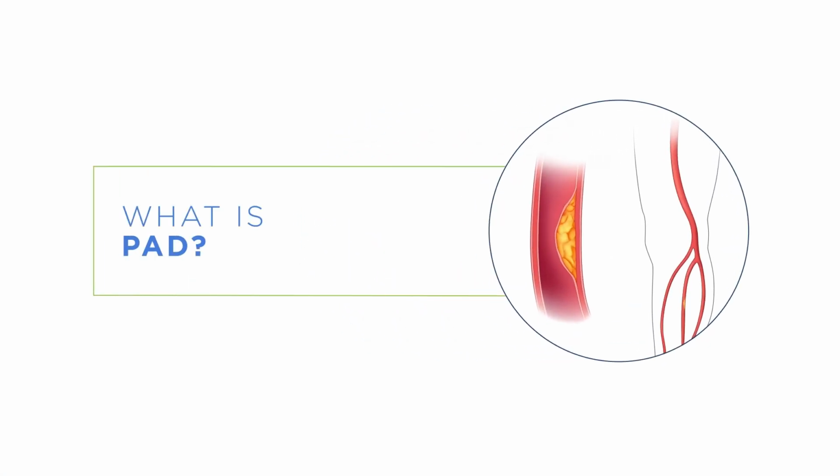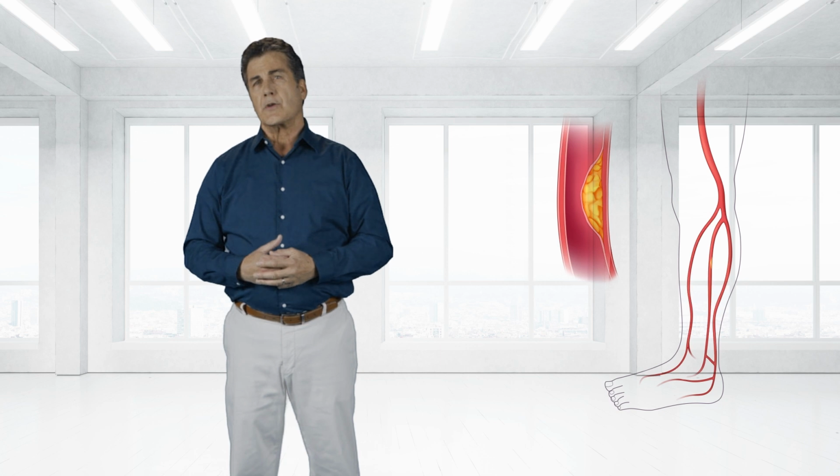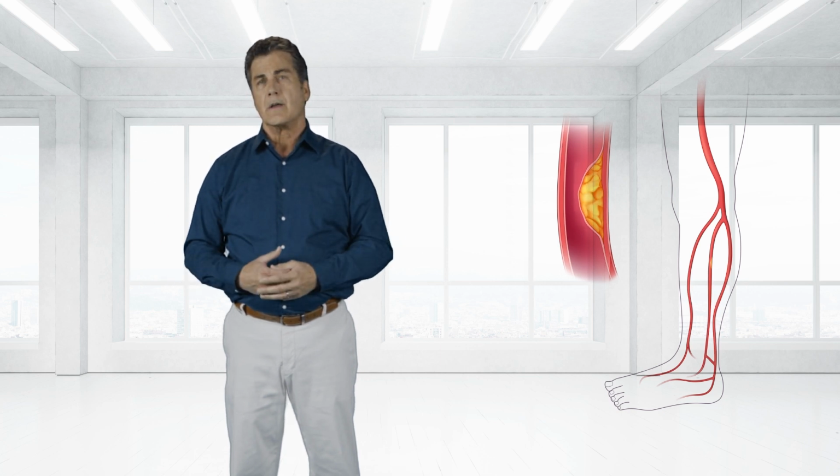What is PAD? Peripheral arterial disease, or PAD, damages your arteries that deliver oxygenated blood from the heart throughout the body. Peripheral arterial disease causes important arteries in your extremities to narrow and clog. This most often results from a process called atherosclerosis. The plaque associated with atherosclerosis blocks blood flow and prevents oxygen from reaching tissues.